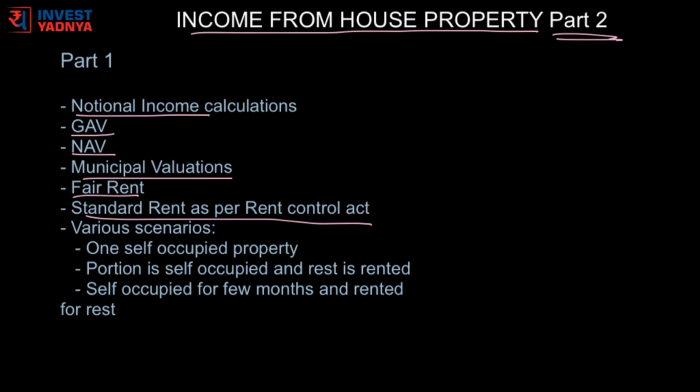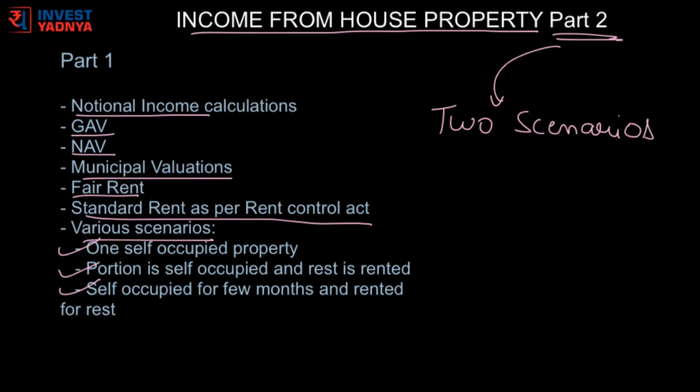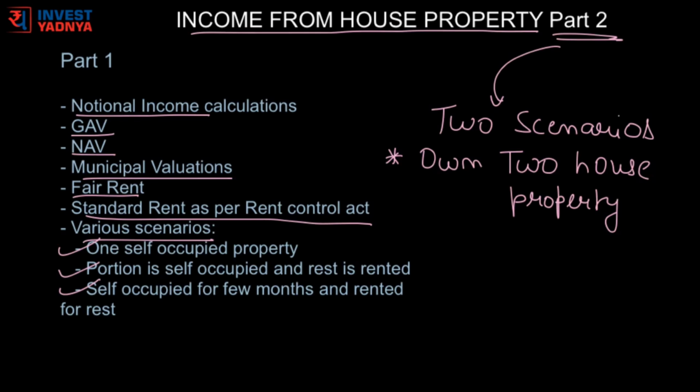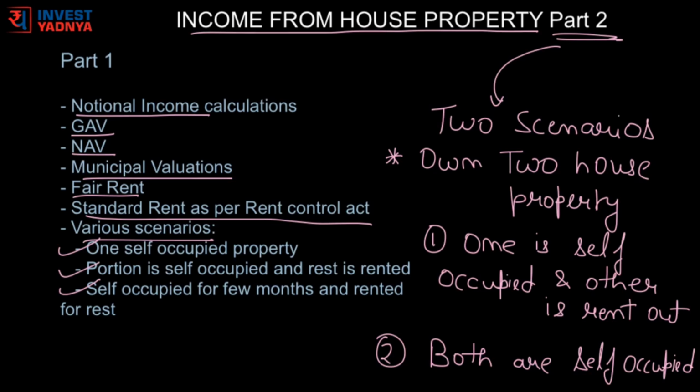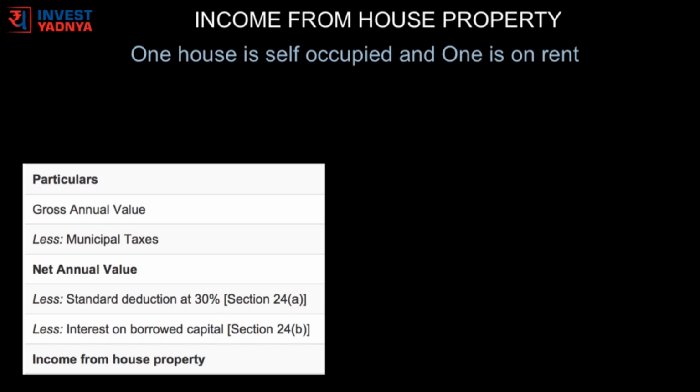We also discussed various scenarios on how income from house property is calculated, such as if you just have one self-occupied property, if you have one property in which a portion is self-occupied and rest is rented, or when a property is self-occupied for few months and rented for rest. In this part, we will discuss two little more complicated scenarios. That is when you have two house properties, one is self-occupied and other is rented out, or both are self-occupied. First, we will discuss the first scenario where you have two properties and one is self-occupied and other is rented out.